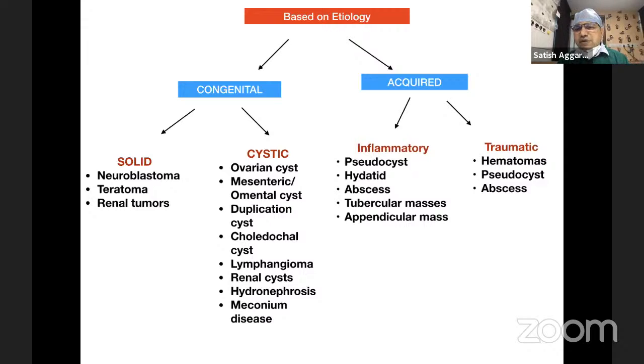If it's a cystic mass, then the story can be different. Cystic masses can have a differential diagnosis of a very long list. For example, ovarian cyst, which is the commonest cystic swelling in a female neonate, and most of them are antenatally diagnosed.